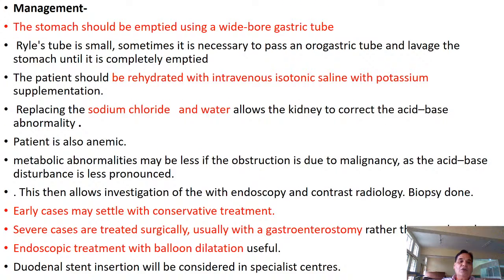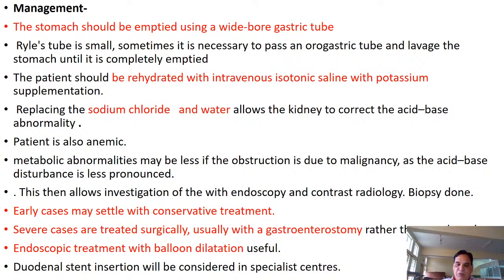So, how are you going to manage? The mainstay of management of gastric outlet obstruction is emptying of the stomach. This is life-saving. How is it done? Either by a nasogastric tube, but commonly a wide bore gastric tube is required. This is important to empty the stomach and give the chance for lavage. You have to wash the stomach thoroughly with normal saline. Without that, investigations are not possible.